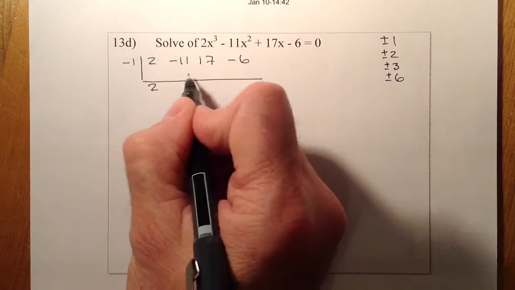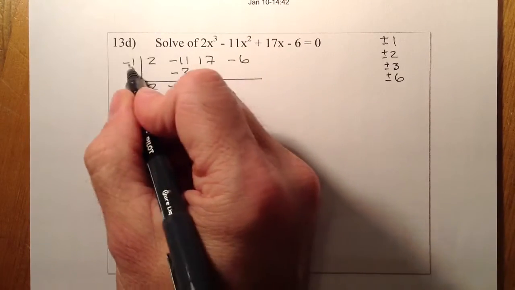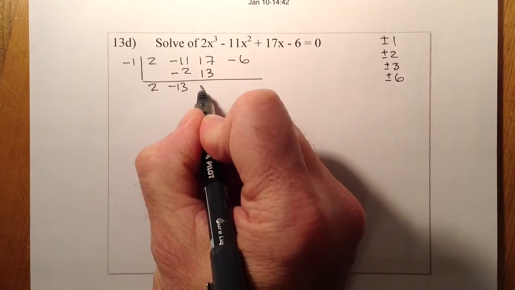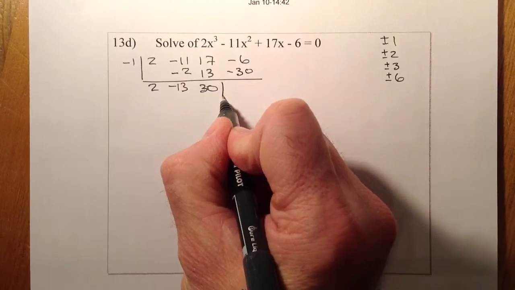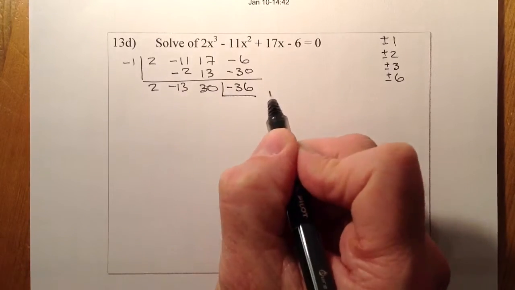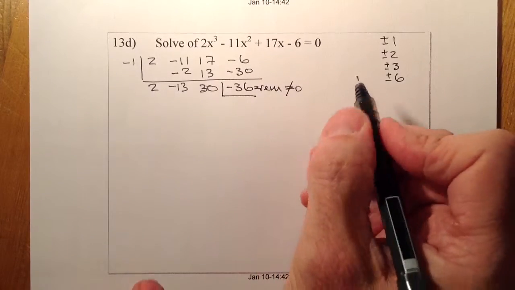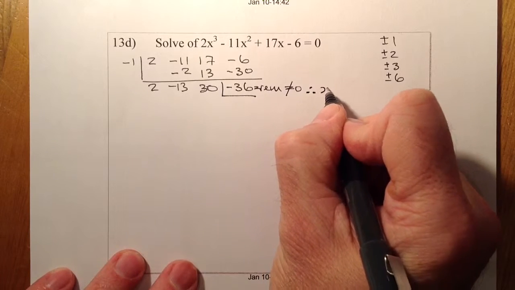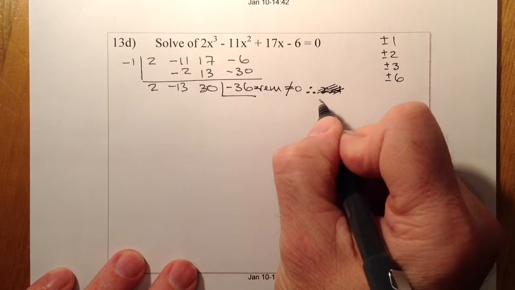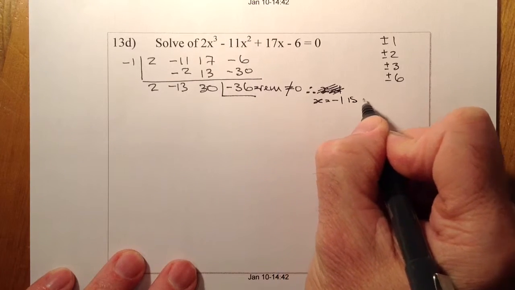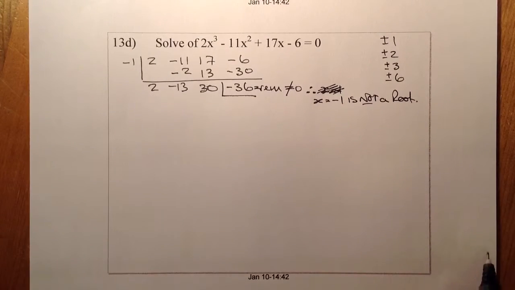When I multiply that up, that's going to give me minus 2 there, gathering together minus 13, multiplying minus 13 and the minus 1 will give me 13, gathered together 30, multiplied by minus 1 will give me minus 30, and when I gather them, minus 36. That equals the remainder. But unfortunately, it doesn't equal 0, so therefore x equals minus 1 is not a root. Okay? Right, let me try another number.